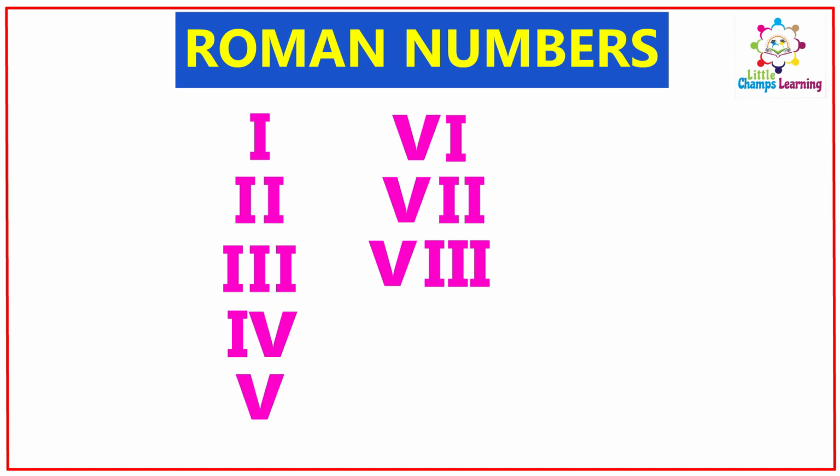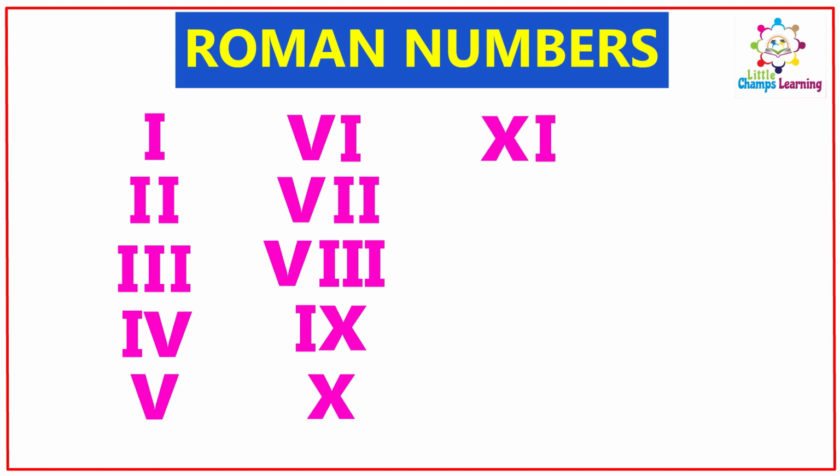As you know, repetition of V is not allowed, right? So 6 I have to write like this, then 7, and repetition of a digit is allowed only 3 times. Now I cannot do that, so what will come in the place of 9? For 10 you have a symbol. So 10 will come to the rescue, and 10 minus 1. A smaller number is coming before a bigger number, so this is 9. Hope you understood.